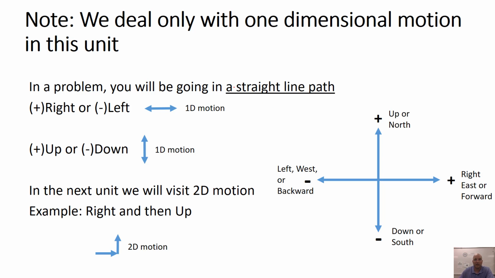Since this is straight line 1D motion, we're never going to go left and then up or down. We're going to stay on that same single line. We're either going to go right or left over and over, or we're going to go up and down, but we're not going to do both of these together because that gets into 2D motion, which is the next unit. So we're going to say right is positive, left is negative if we're going left and right.